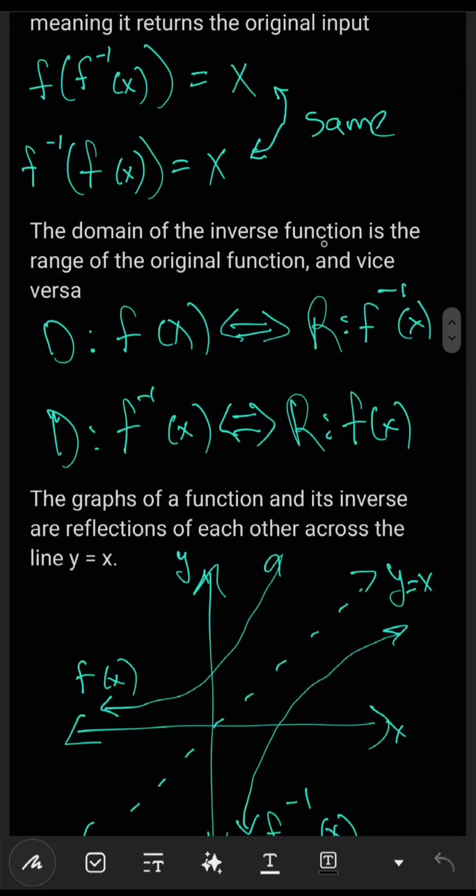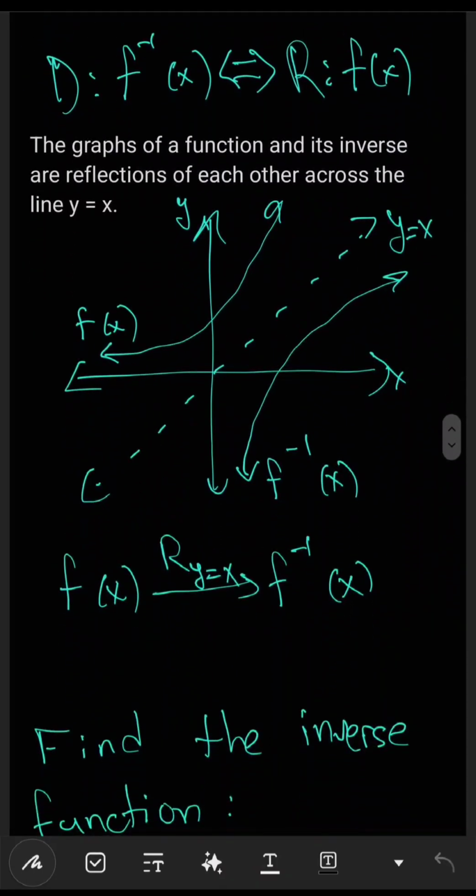The domain of the inverse function is the range of the original function and vice versa. What does that mean? If you have a domain of some function f, that's equivalent to the range of the inverse of this function. In other words, if you take the inverse of this function f, the inverse would have the same range as the domain of the original function. And if you were to switch that around, the domain of the inverse function would essentially be the range of the original function.